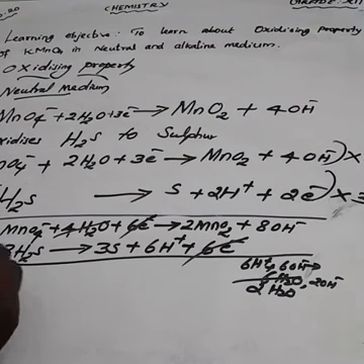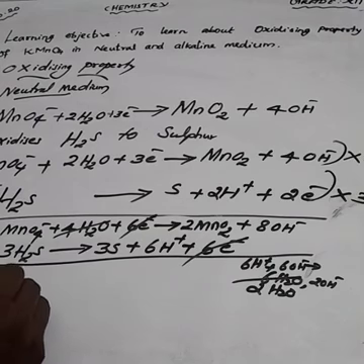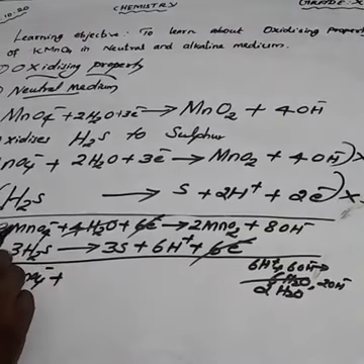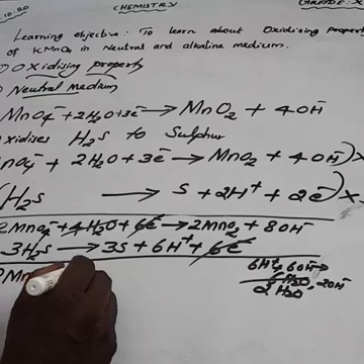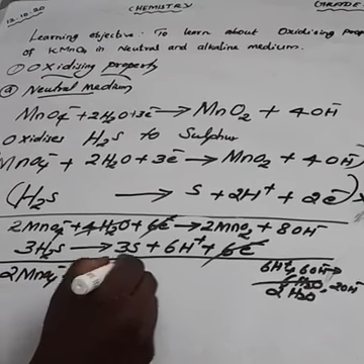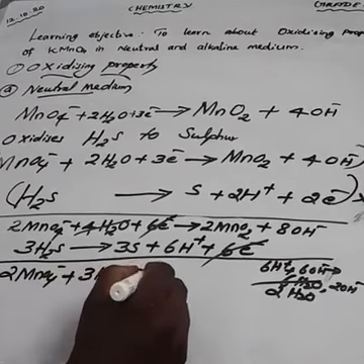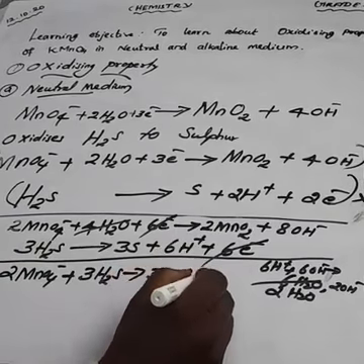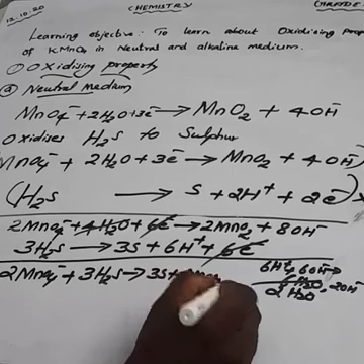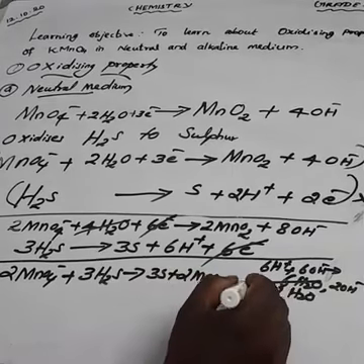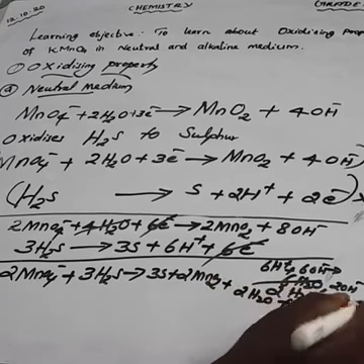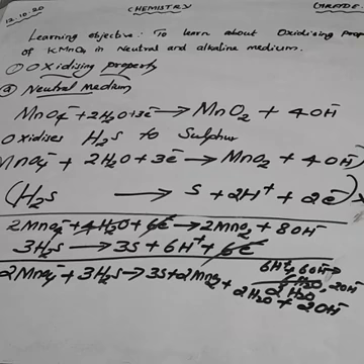Next we can write the remaining. Which are the remaining? 2 MnO4 minus plus 3 hydrogen sulfide gives 3S plus 2 MnO2 plus 2 molecules of water, that is 2 H2O, plus 2 OH minus ions. This is the overall reaction.